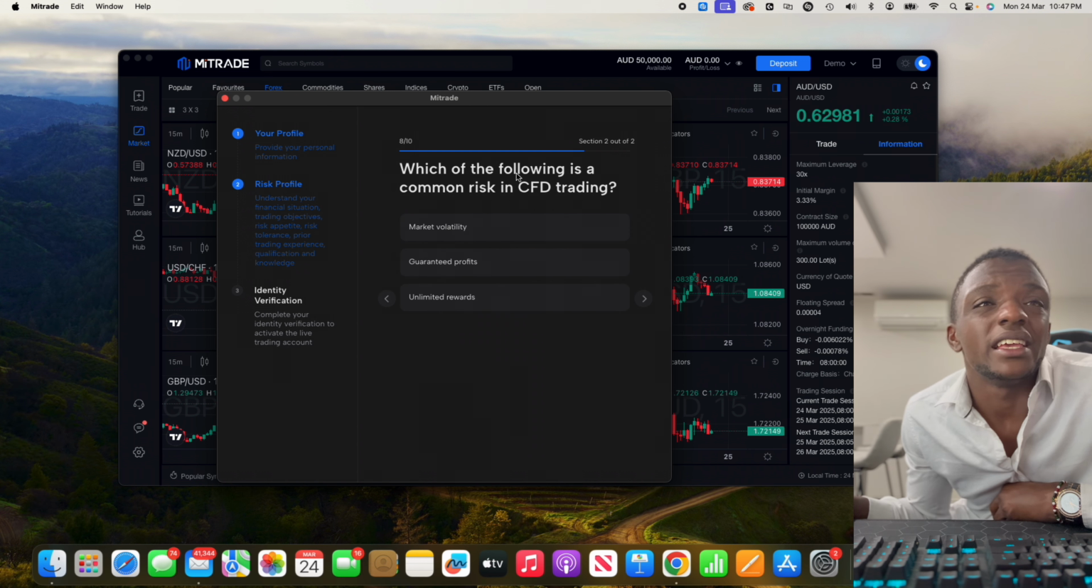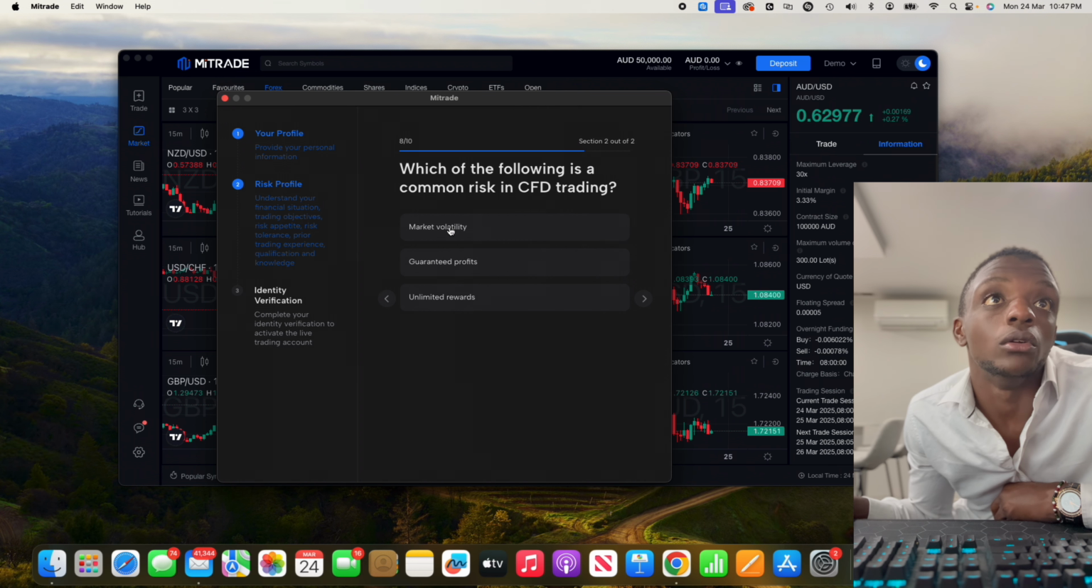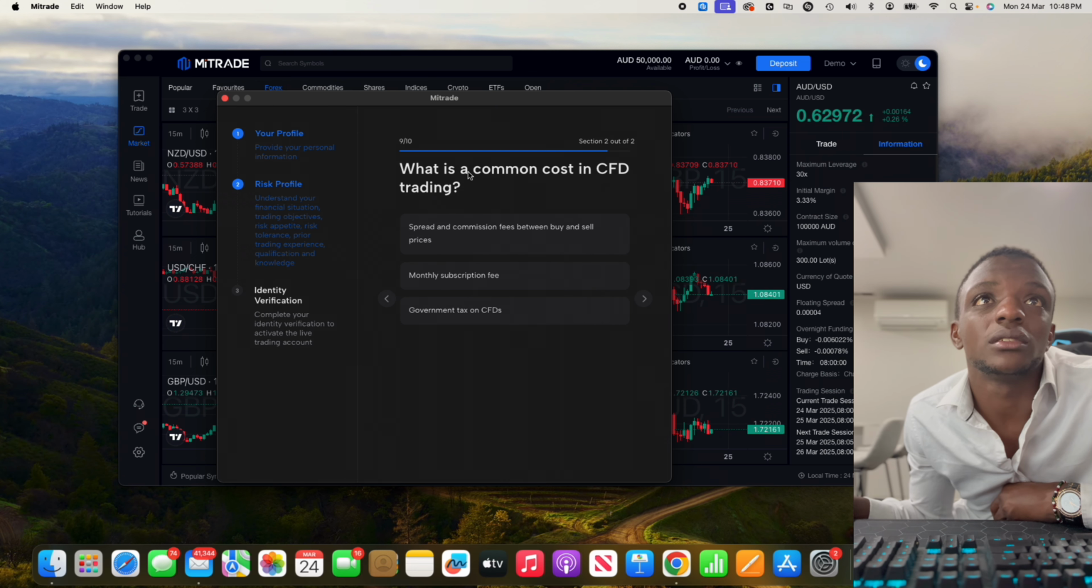Which of the following is a common risk in CFD trading? Market volatility means how quickly the price can change. So you pretty much need to be looking at your phone or the chart most of the time, but you shouldn't freak out as well. So that one. What is a common cost in CFD trading? Spread and commission fees, monthly? No. So it's normally this one.